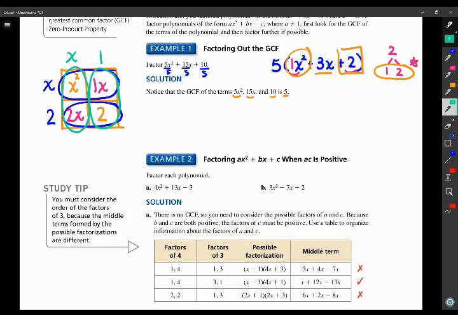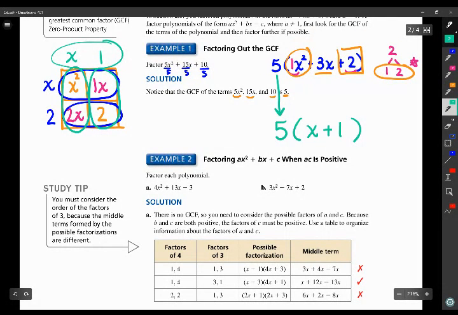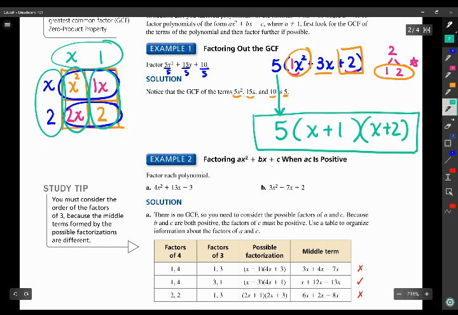So then when I write my answer, the greatest common factor of 5 has to be written down. And then you write down what's on the top, which is x plus 1, and what's on the side, which is x plus 2. And that's my solution. Be really careful to not forget that greatest common factor. That tends to be our biggest mistake, is when I take out a greatest common factor and I'm just factoring, that's still part of my solution.